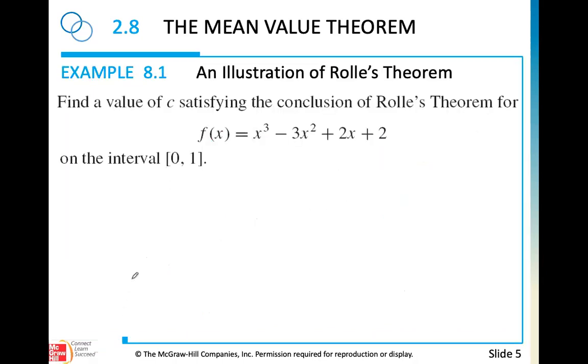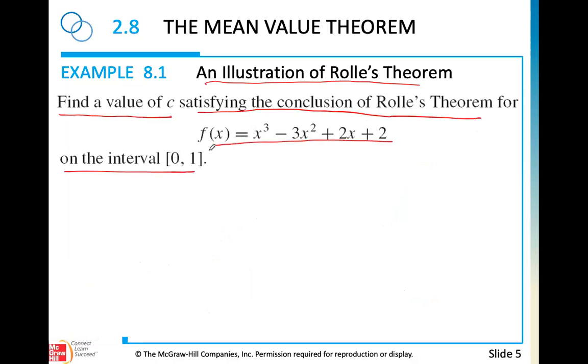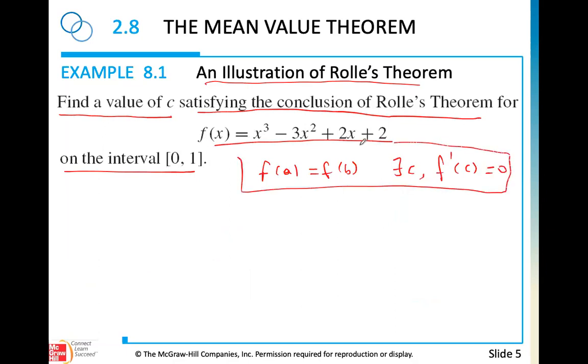Now, an example: how can we use this theorem? Find the value of c satisfying the conclusion of Rolle's theorem for the given function on the interval. It says that the given function and interval satisfy Rolle's theorem. So what was Rolle's theorem? If f(a) is equal to f(b), there must be a point c such that f prime of c is equal to 0. This is our theorem. Given, and result, output.